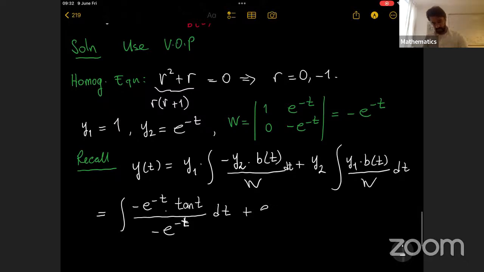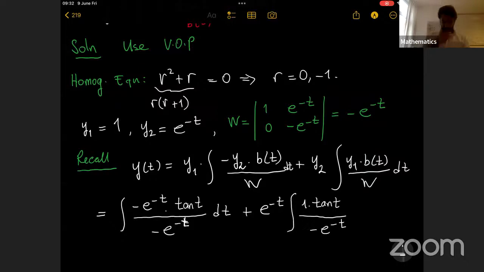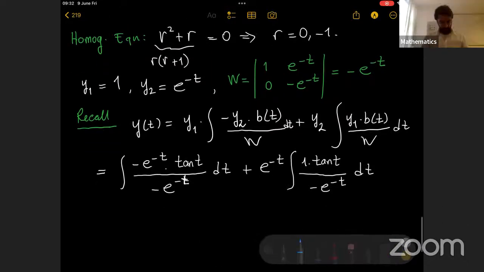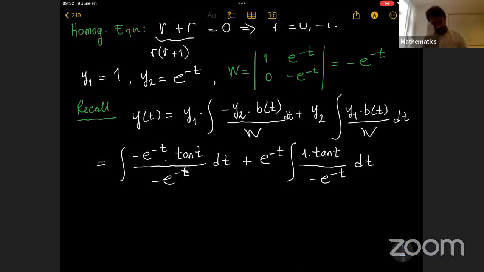y2. y2 is e to the minus t integral y1. y1 is 1 times tangent t over minus e to the minus t. This integral is not easy to find. Yeah. Anyway, I made a mistake with this question, but at least it shows you how to find it.